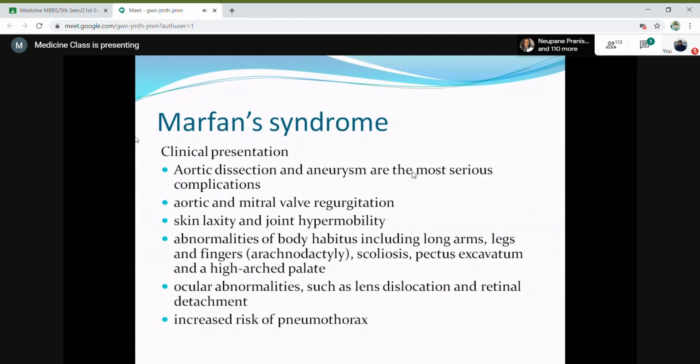So what are the clinical features then? The most serious clinical presentation involving the heart includes aortic dissection and aneurysm, and there can be aortic and mitral valve regurgitation as well. These patients have connective tissue problems, so there can be laxity of the skin and joint hypermobility, abnormalities of the body habitus including long arms, legs and fingers, scoliosis, pectus excavatum, and a high arch palate. Ocular abnormalities can be there in the form of lens dislocation and retinal detachment.